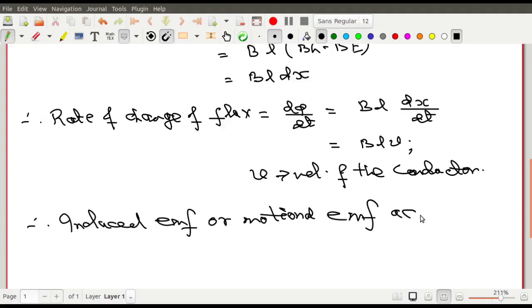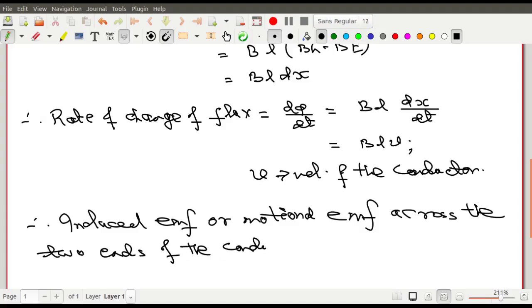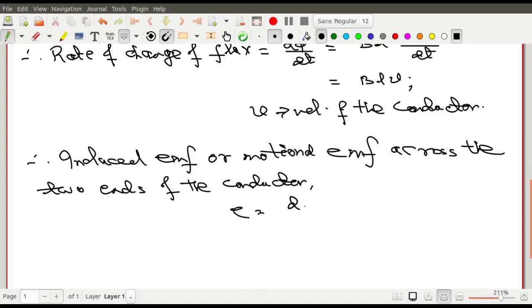Motional EMF across the two ends of the conductor. What is the motional EMF across the two ends of the conductor? You know that E is equal to dφ/dt. I am just taking the magnitude of it. The negative sign is just due to Lenz's law, and I am not taking that into consideration. So E is given by BVL.